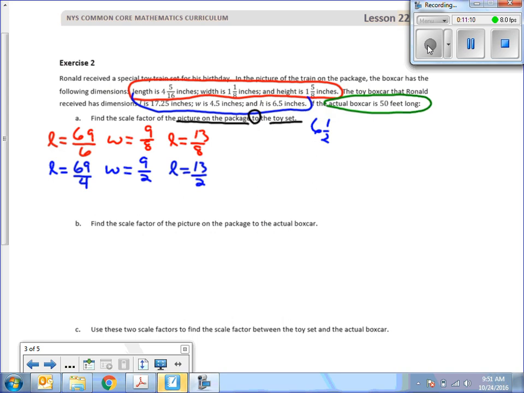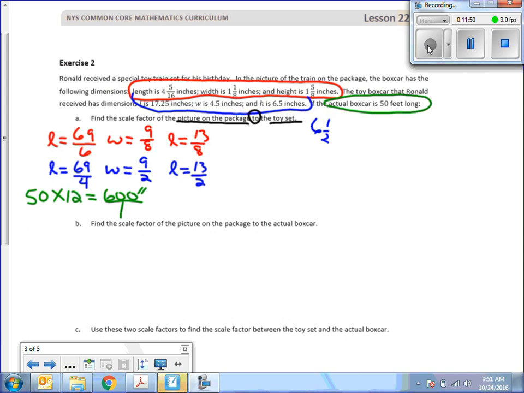All right? And while we're at it, the actual boxcar is 50 feet. Well, if we're dealing with inches on the box and inches in the toy, then let's deal with inches in the boxcar. So 50 times 12, because there's 12 inches in a foot, is 600 inches. All right, so now everything is in inches, and everything is an improper fraction. And if we make the actual an improper fraction, it's 600 over 1.